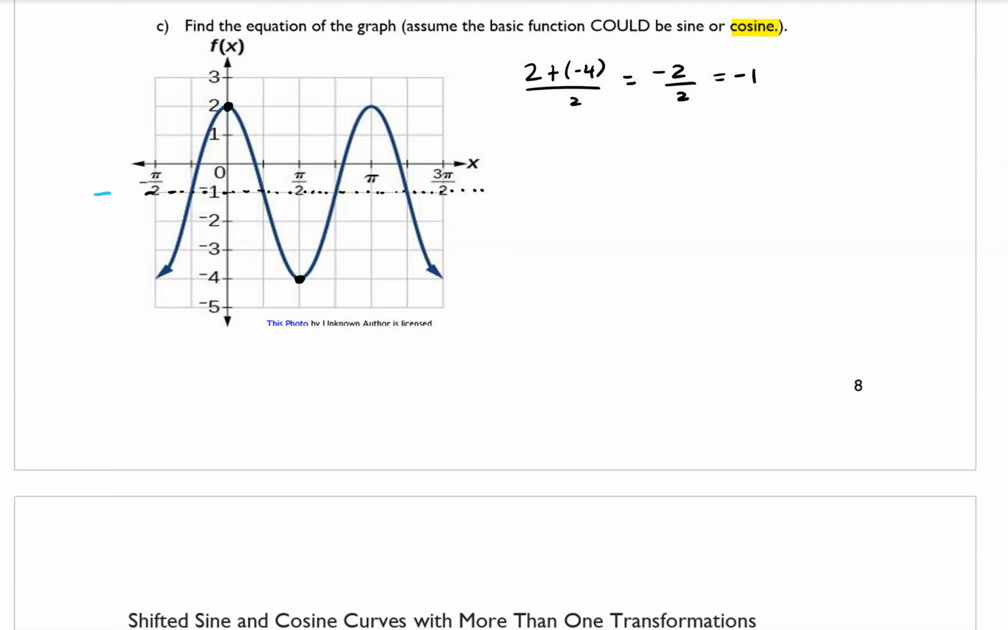if the center is at -1 and the distance from the center to the top is 1, 2, 3 units, then there's a vertical stretch, and that tells us the amplitude. So if we are coming up with a function, we have f of x is equal to our base function. We decided we were going to start with cosine, and we have figured out that the amplitude is 3 because the distance from the center to the top point is 3 units.